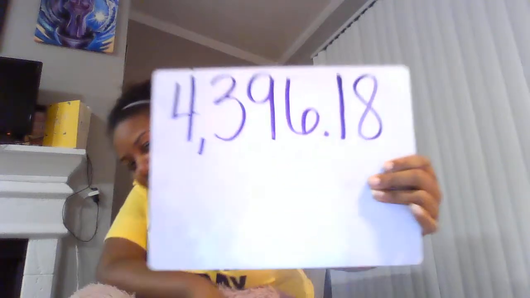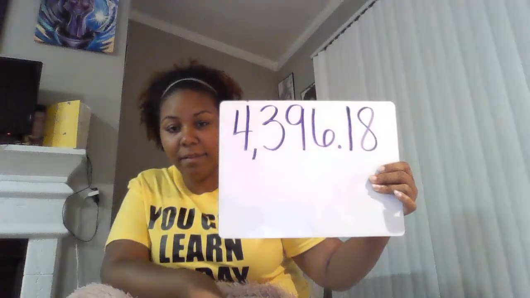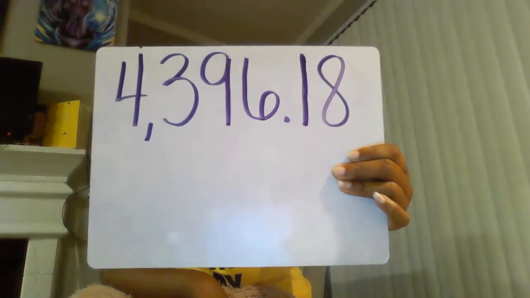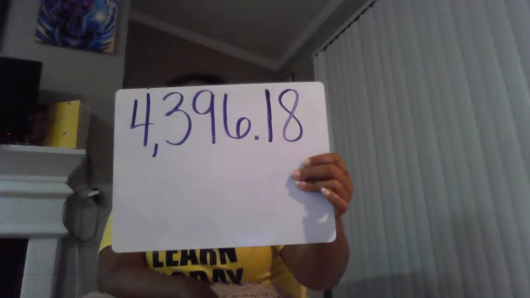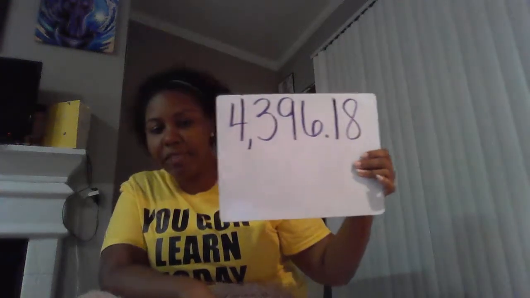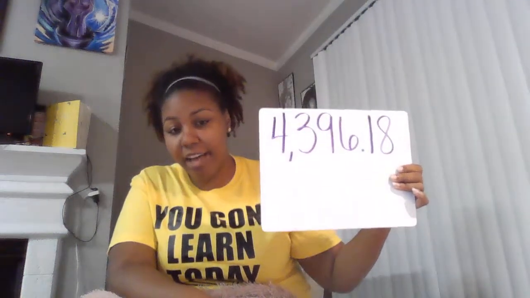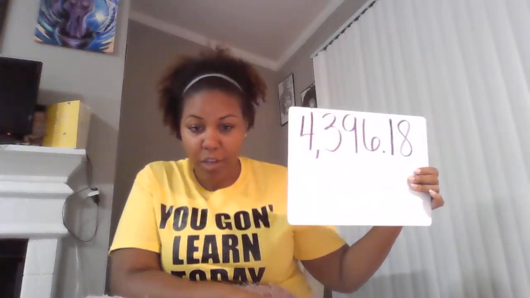So first, I'm going to show this number. Turn to your table and read this number to your partners right now. Come back to me in 3, 2, 1. You and your partner should have said that this number was read 4,396 and 1800s. Remember, we do not say point when we are looking at a decimal.